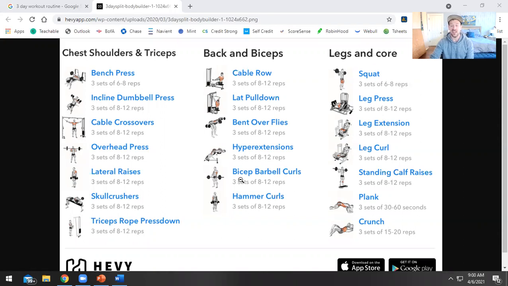And then we're going to see barbell curls. That's very much sagittal plane. And then hammer curls, that's very much sagittal plane because it's just elbow flexion. So again, a lot of sagittal plane, 1 frontal plane, 1 transverse plane movement.